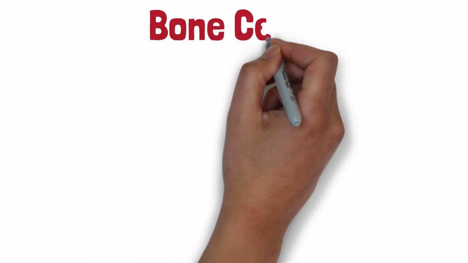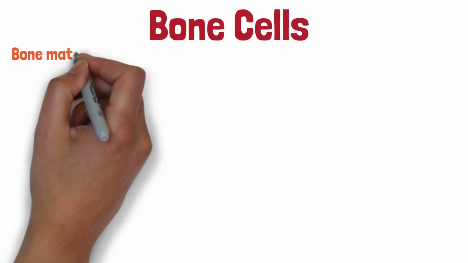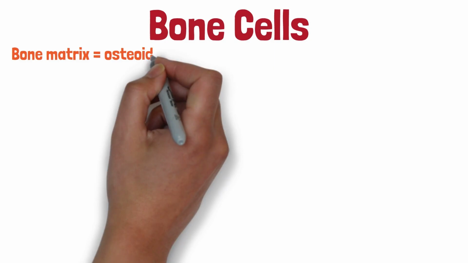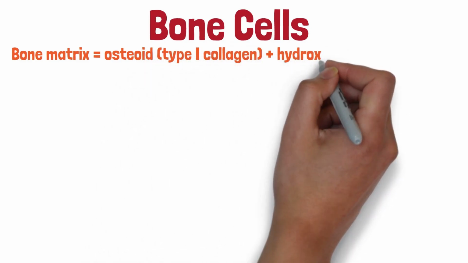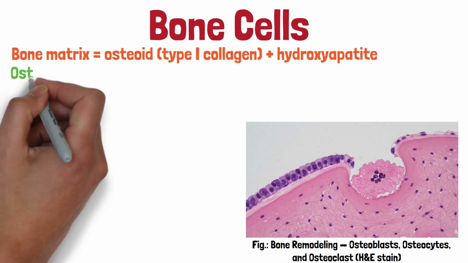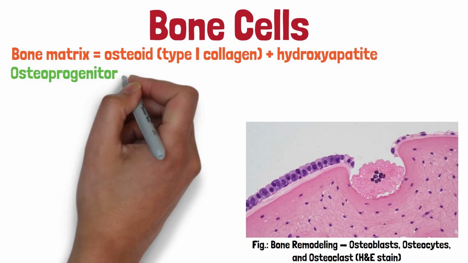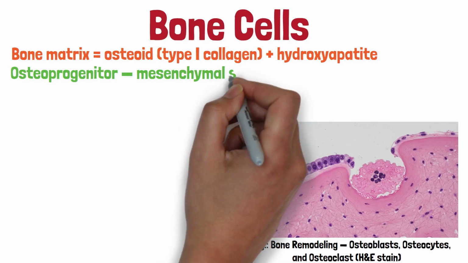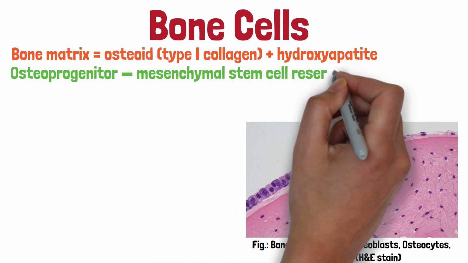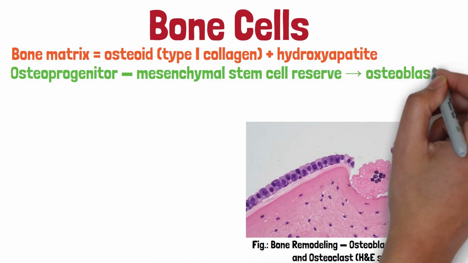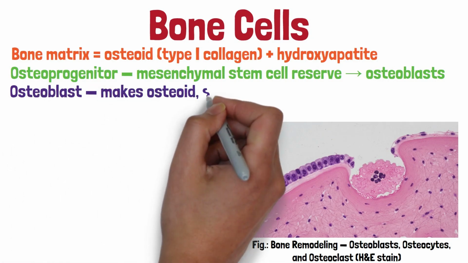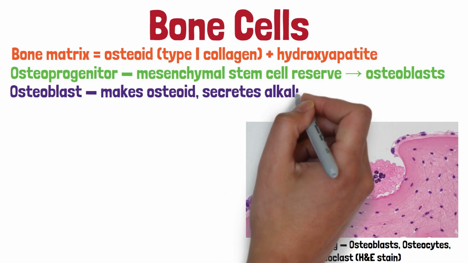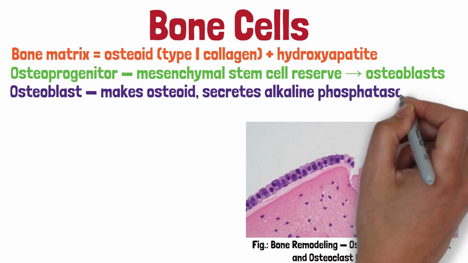Bone is mineralized connective tissue. Its matrix, called osteoid, is type 1 collagen plus ground substance, mineralized with hydroxyapatite crystals. That whole lineage starts with the osteoprogenitor cell, a mesenchymal stem cell sitting in reserve in the periosteum and endosteum. It differentiates into an osteoblast, which actually synthesizes the osteoid and secretes alkaline phosphatase.